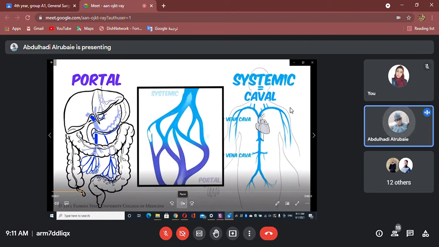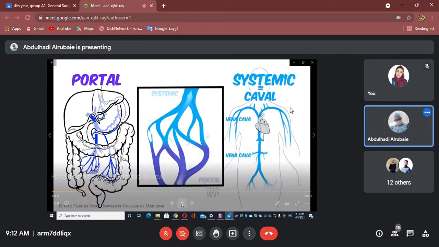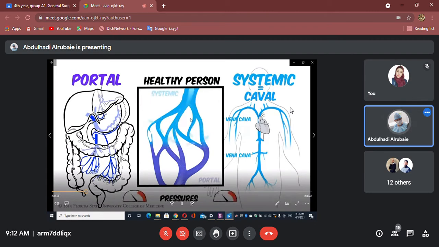The circulatory system, usually it is continuous and closed. And there is a connection between the portal and systemic circulation. Usually, the pressure between the two systems is equal. So there's no flow of blood between these two systems, and very, very little blood exchange between these two systems.